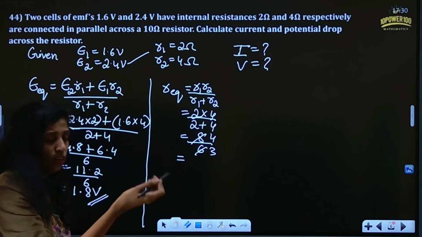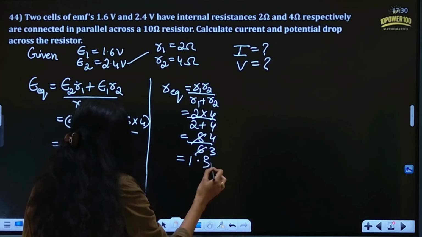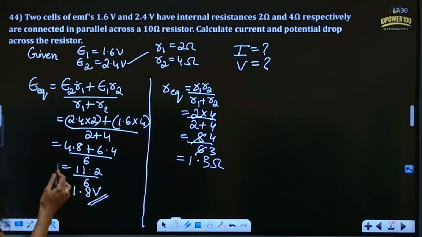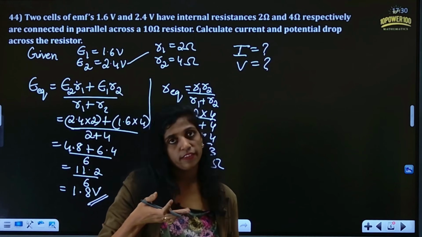So how much will you get? 4 by 3, something around 1.3 ohm you will get. Okay, so equivalent EMF as 1.8 and internal resistance as 1.3 you are getting. Now directly you can substitute this in the current formula.